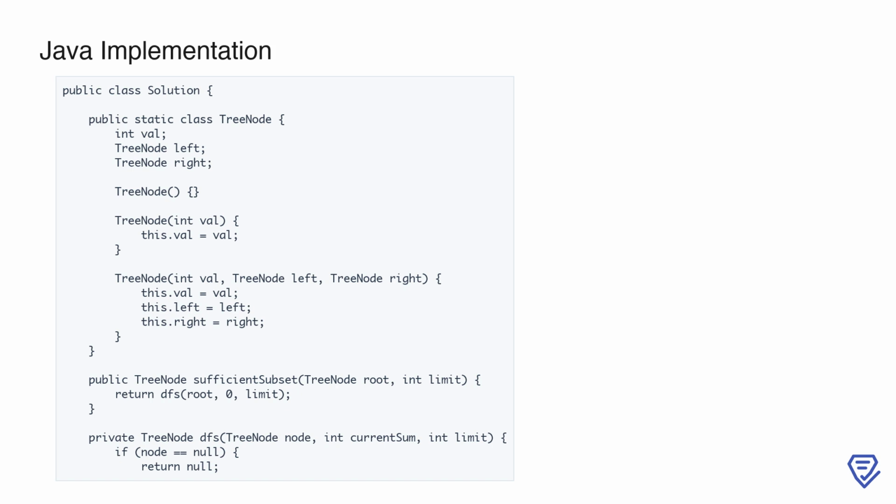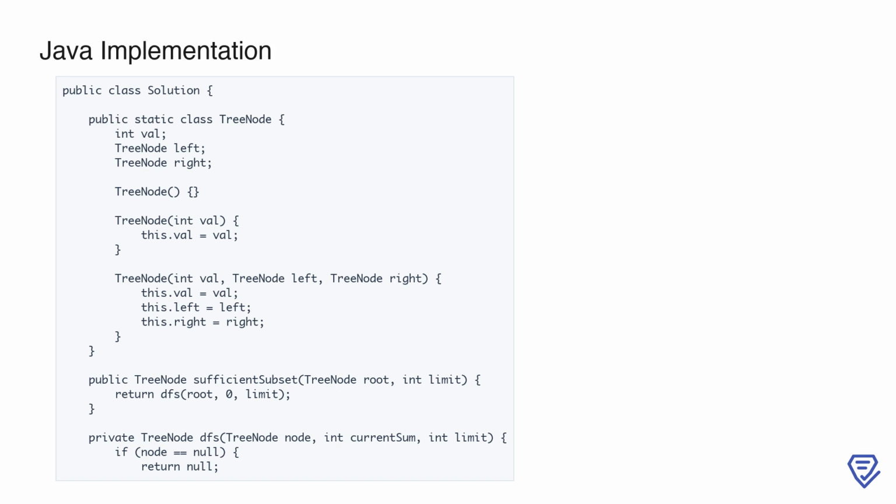Here, we start by defining our solution class and the TreeNode class, which represents the structure of a binary tree node. Each tree node contains an integer value, and references to its left and right child nodes. There are multiple constructors to initialize a tree node, including a default constructor, one accepting just a value, and another accepting a value along with left and right child nodes.